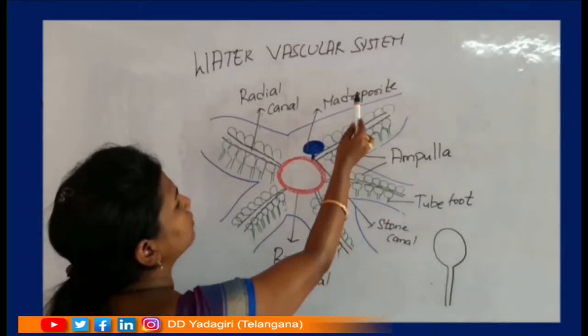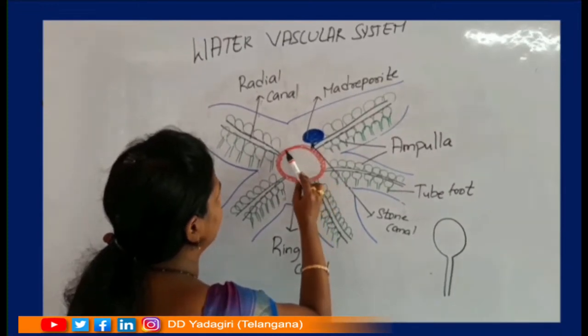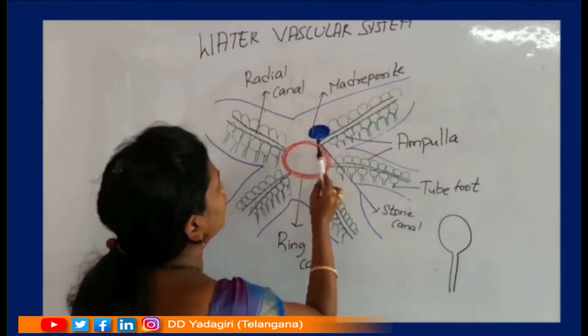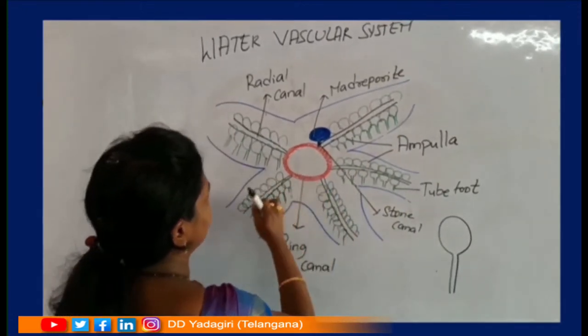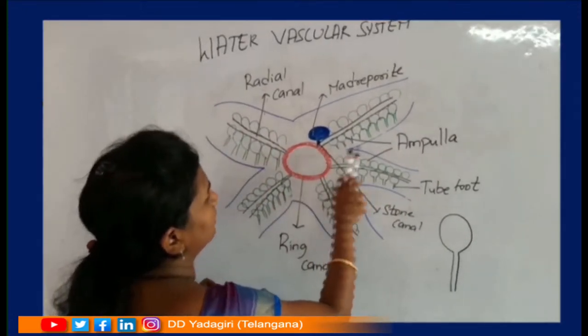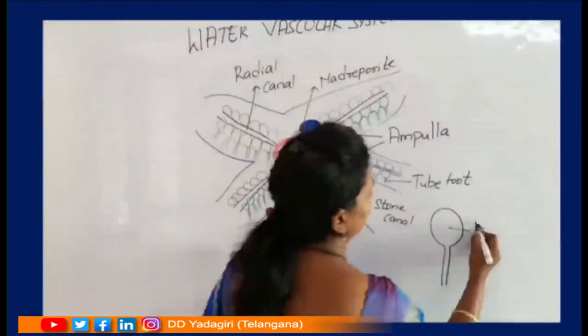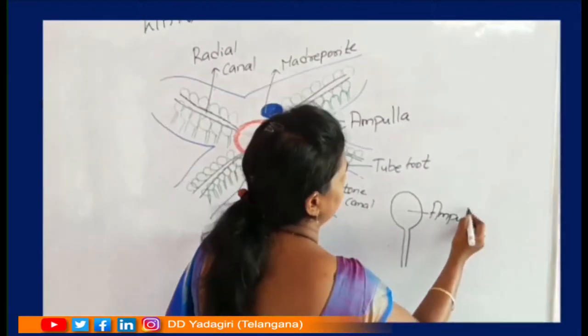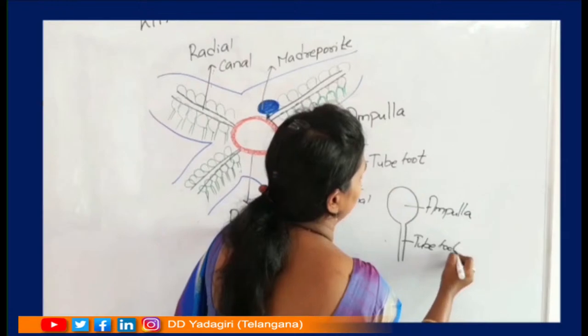Now water enters through the madreporite. From the madreporite it enters the ring canal, and through the ring canal towards the radial canals. From the radial canal it enters into the tube feet. Now the structure of the tube feet: the head is called the ampulla and this part is called the tube.